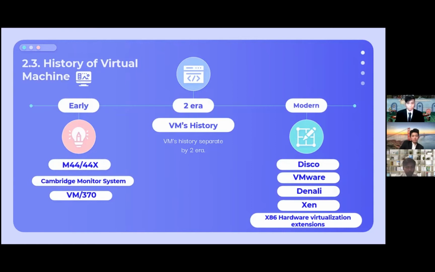Next is x86 hardware virtualization extension. In 2000, Robin and Irwin analyzed the limitations of the x86 architecture as a host for virtual machine implementation, with reference to Goldberg's earlier work on the architectural features required to support virtual machines.